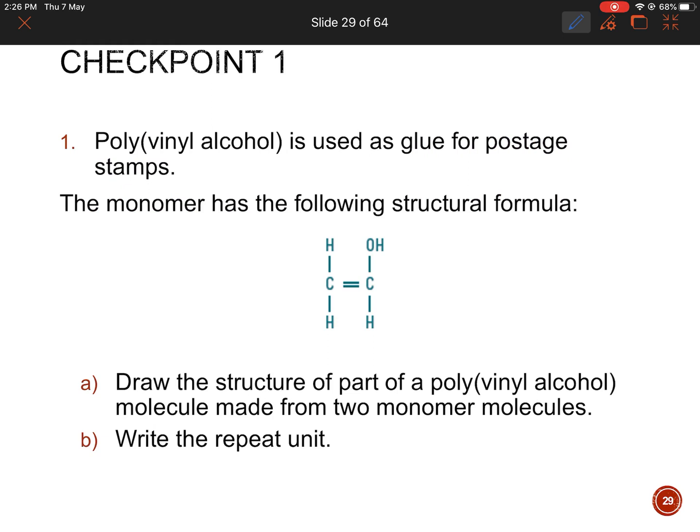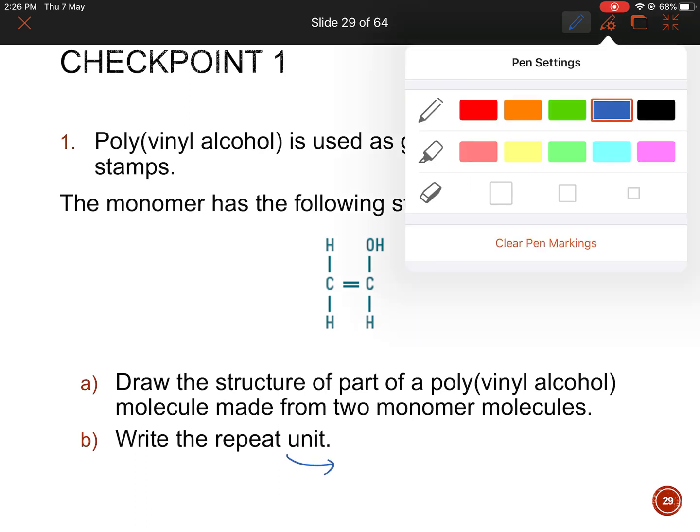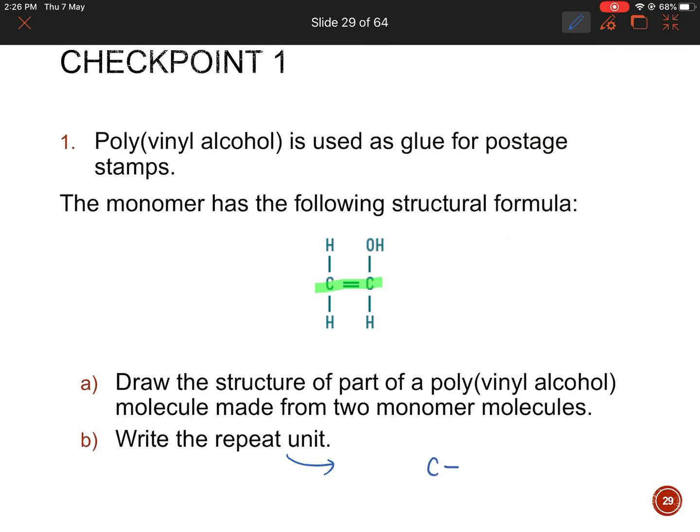So let's do checkpoint 1. The monomer has the following structural formula. A, draw the structure of part of a polyvinyl alcohol molecule made from 2 monomer units. And B, write the repeat unit. Let's do B first. What's the repeat unit for this? So what did I mention? For your repeat unit, the carbon double bond, you just convert into a single bond. And then you make sure you have your dangling bonds. And the rest of the monomer remains unchanged. So this is your repeat unit.